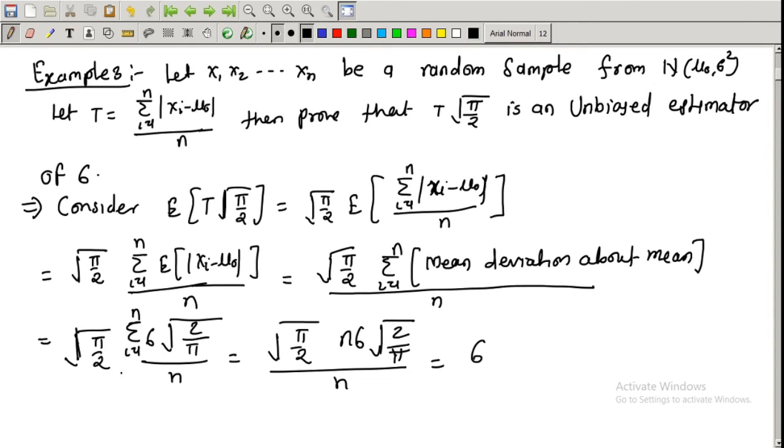Therefore, T is an unbiased. Therefore, T into under root pi by 2 is an unbiased estimator for sigma.